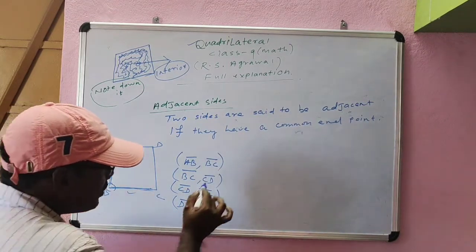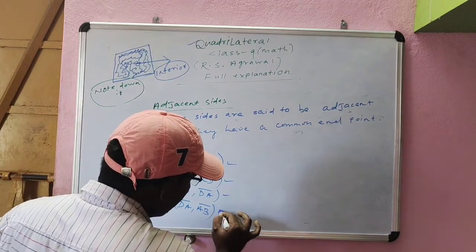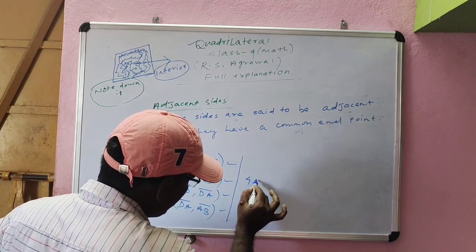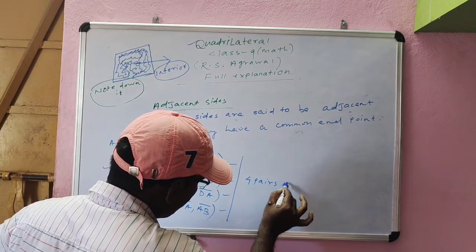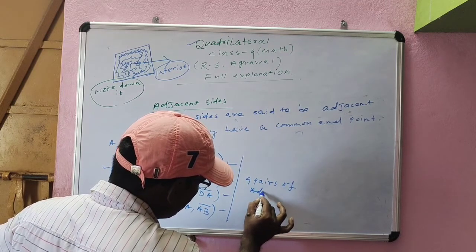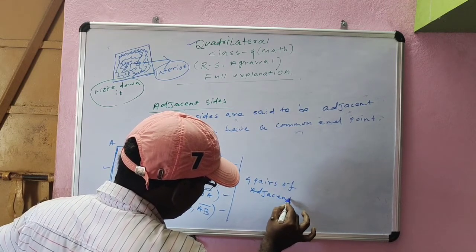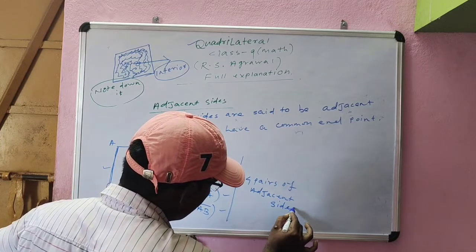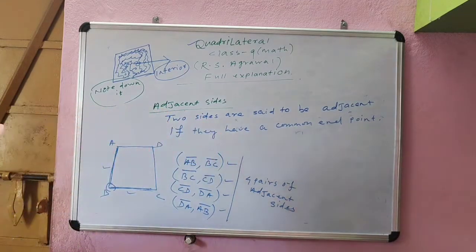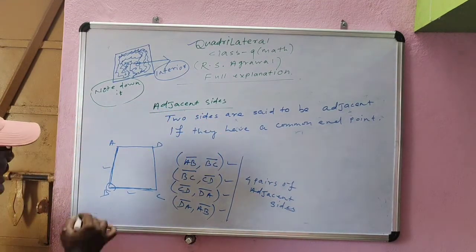So in this way there are four pairs of adjacent sides. Totally four pairs of adjacent sides. Take a screenshot.